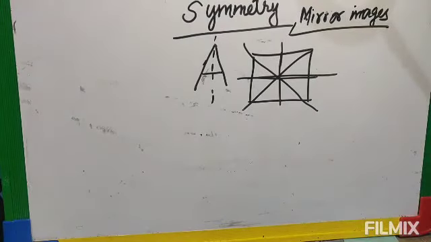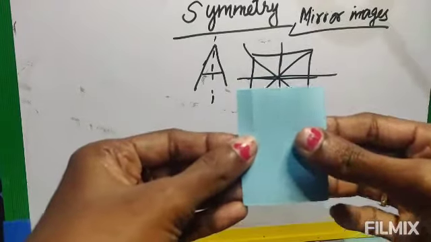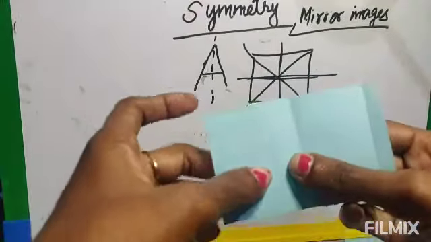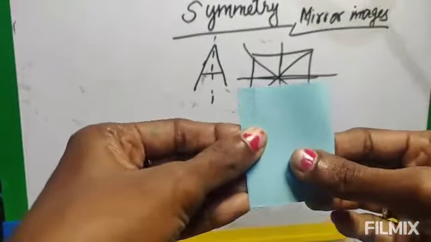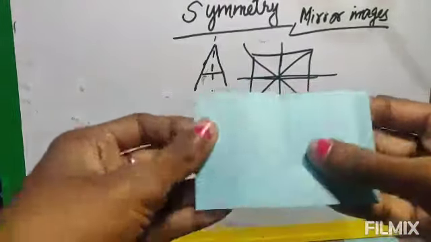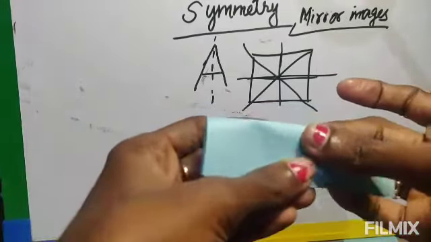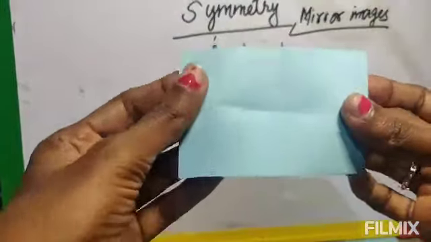But suppose you now take the rectangle. If I fold it like this, there is a symmetrical line, because after dividing, this side and this side fit perfectly on each other. That means they are the same size and the same shape. And if I fold it this way also, they are the same size and the same shape. So these two are the symmetrical lines of this symmetrical figure.